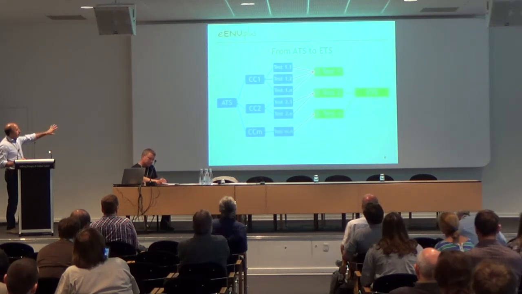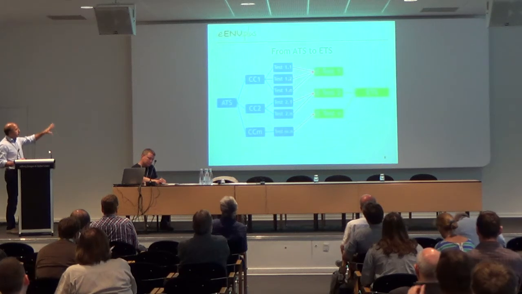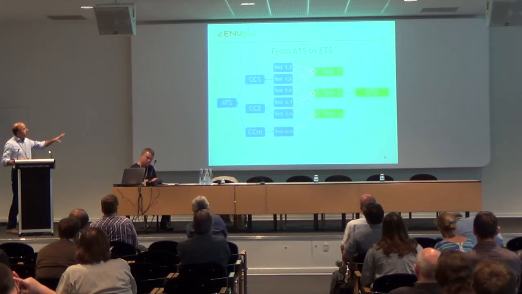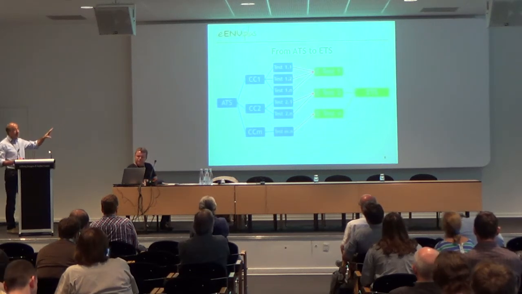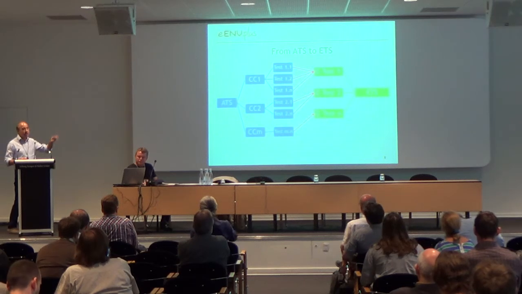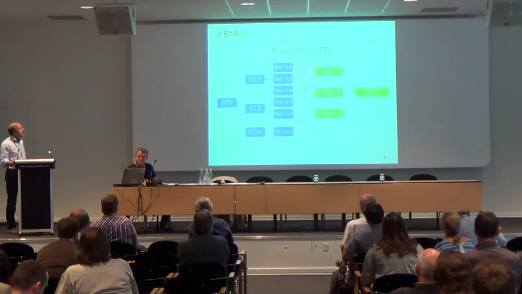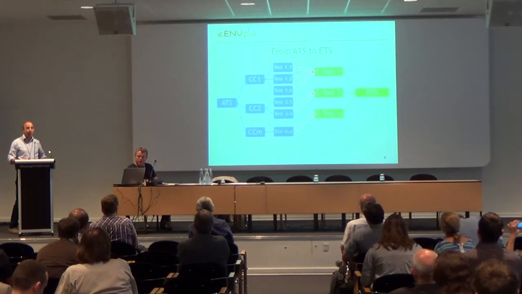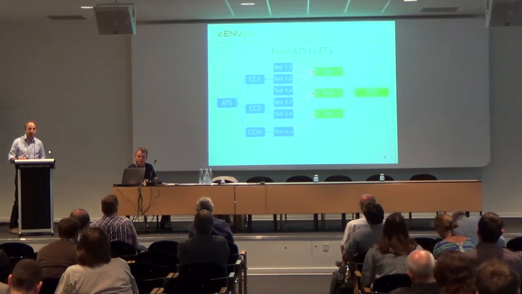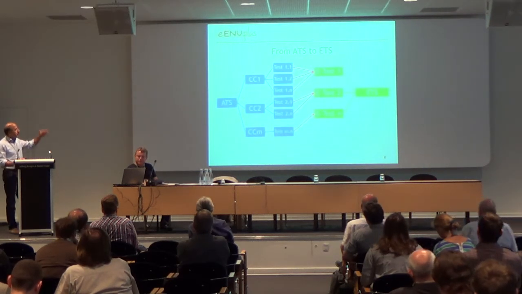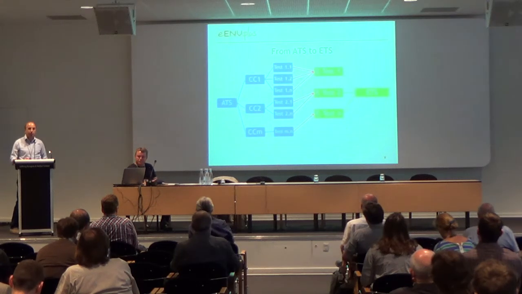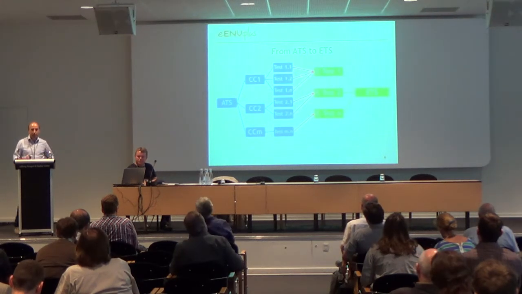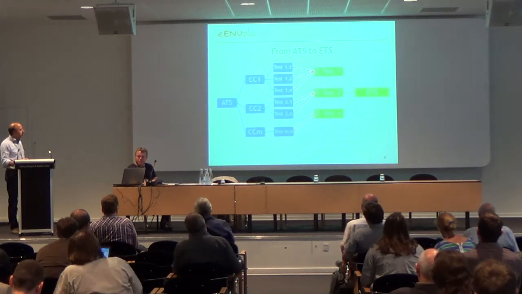So the ATS contains several conformance classes. Each conformance class contains a set of abstract tests with test method, test purpose, and so on. And then on the right side, as we will see, some of the abstract tests can be merged into one executable test, and the set of all the executable tests will form a so-called executable test suite.